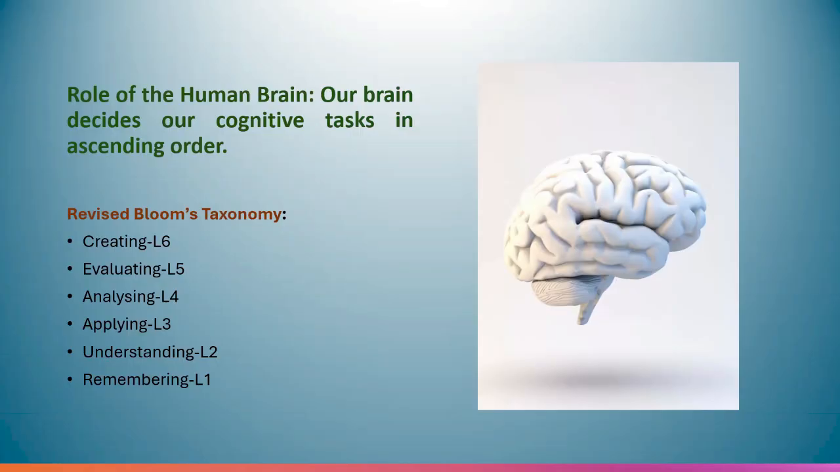And Mr. Bloom has given this in his revised Bloom's taxonomy. What are these 6 stages? L1 is remembering, then L2 is understanding, L3 applying, L4 analyzing, L5 evaluating, L6 creating. So these things happen in sequential, I should say, ascending order in our cognitive domain.